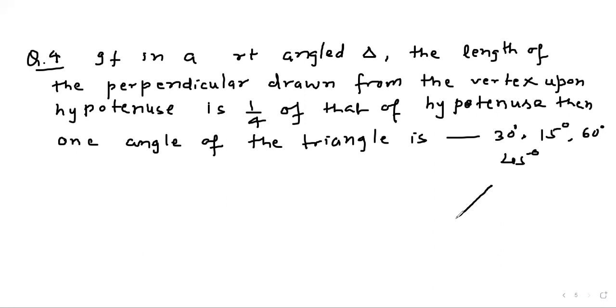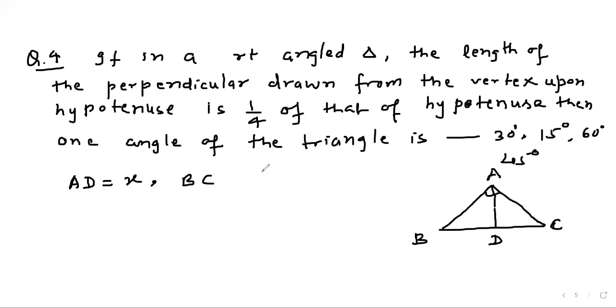So we draw a right angle triangle. This angle is 90 degree. And we draw a perpendicular from here. Suppose this is A, this is C, this is B, and this is D. We are given AD equal to x, BC equal to 4x. And suppose AB equal to c.